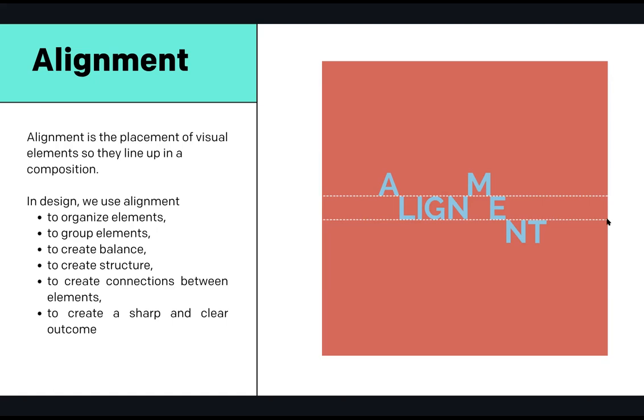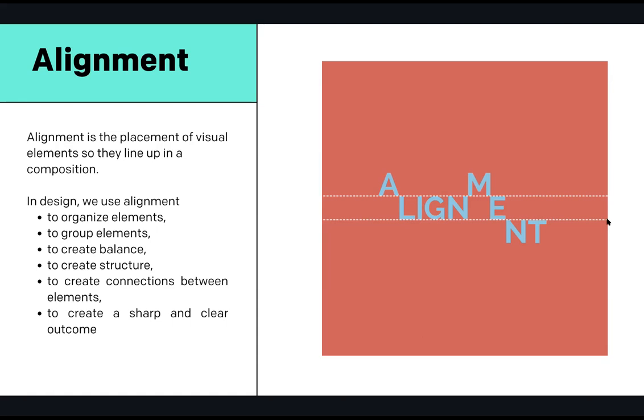Okay, and there's something that alignment does. It creates visual cohesion. Okay, it helps to organize elements, it helps to group elements, it also helps to create balance, to create structure, and it helps to create connections between elements as well.